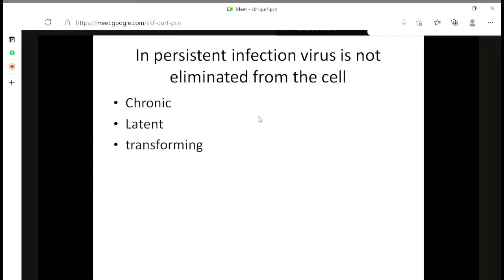Now, coming to persistent infection, the literal meaning is that the virus is not eliminated from the cell. There are many infections where the virus enters the body, and due to an effective immune response, the entire virus population is eliminated from the body, and the animal recovers from the disease. So complete viral clearance occurs from the host. It happens with many virus infections. However, in certain virus infections, maybe in a certain percentage of the animals in the population, the virus may undergo persistent infection. That means the virus is not eliminated from the cell. So usually we call them a chronic type of infection.